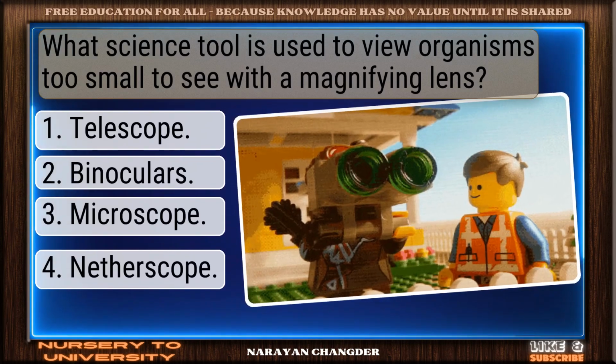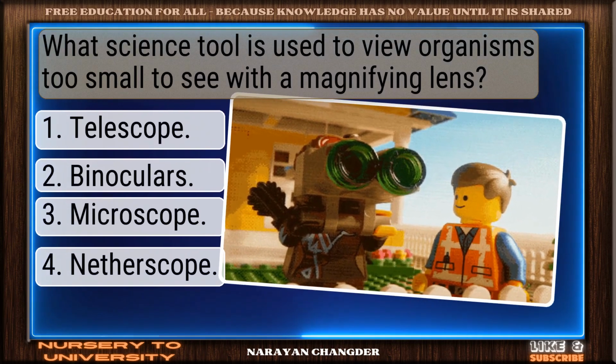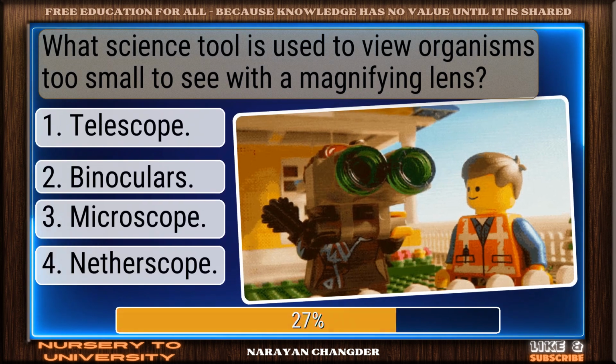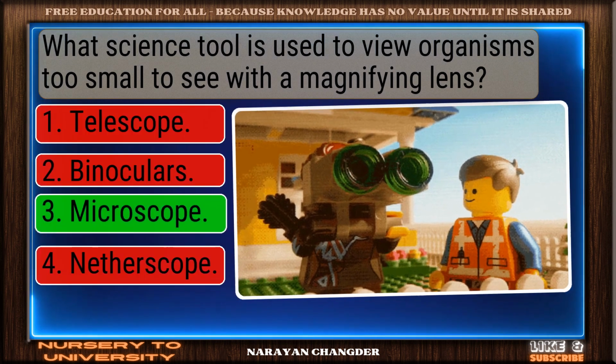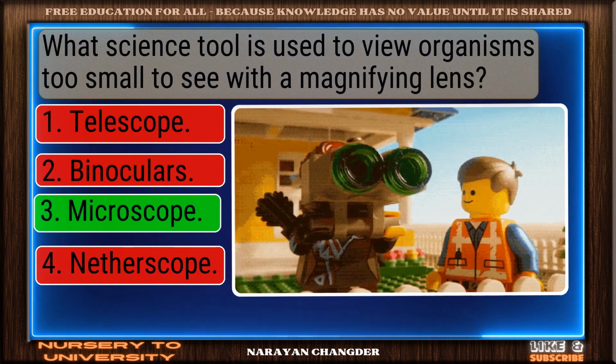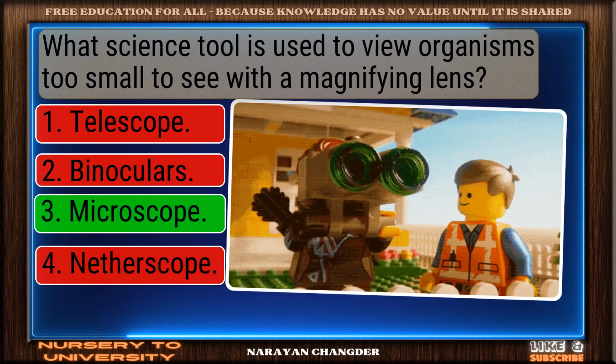What science tool is used to view organisms too small to see with a magnifying lens? Sharp thinking. Microscope is the right choice.